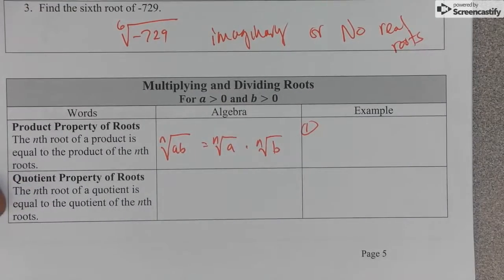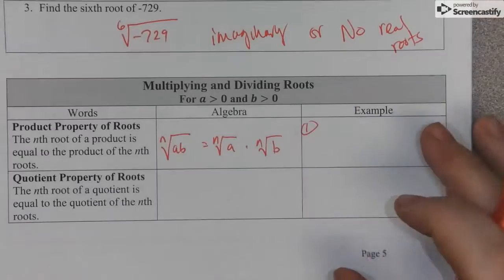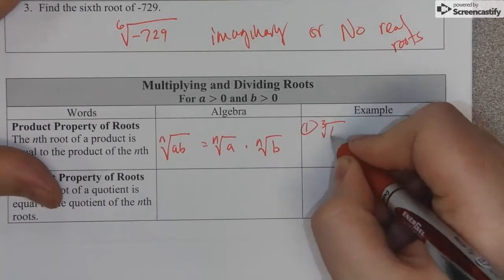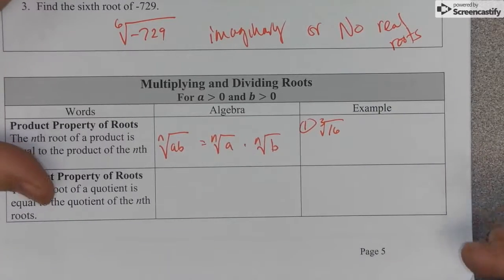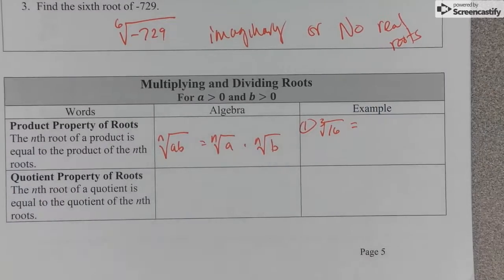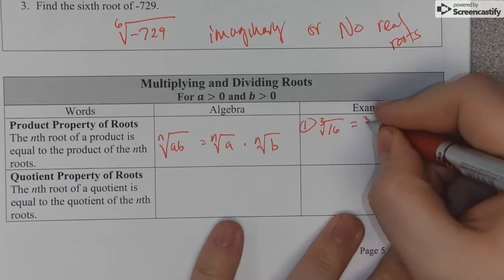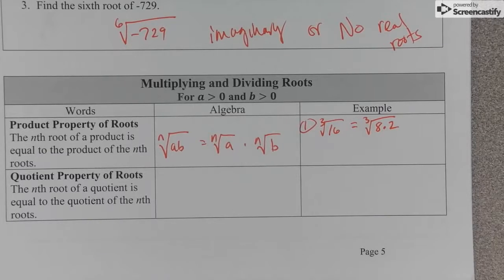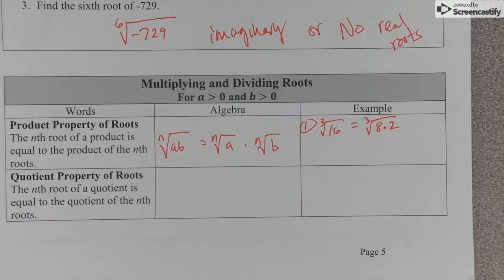The first one will be the cube root of 16. We want to try to break up 16 into some number that's a cube times a number that's not a cube. So the easiest way to do this one is the cube root of 8 times 2. And you could get that from the chart that we filled out in class of the cube numbers.